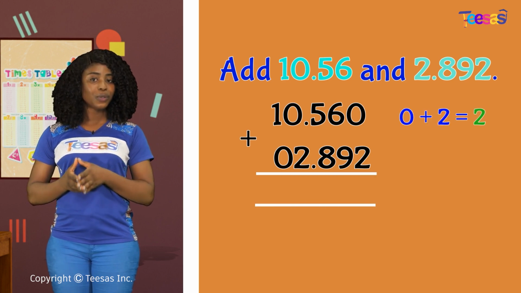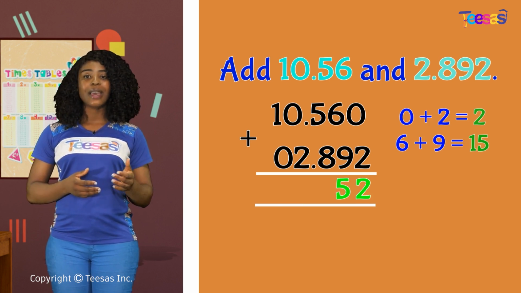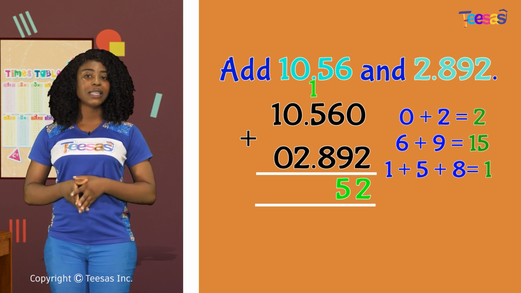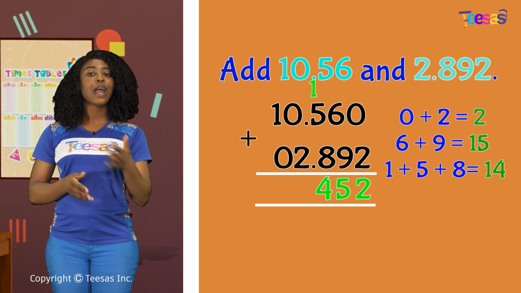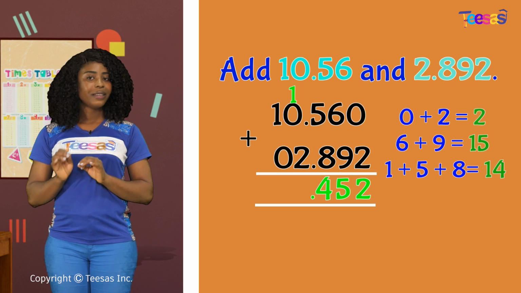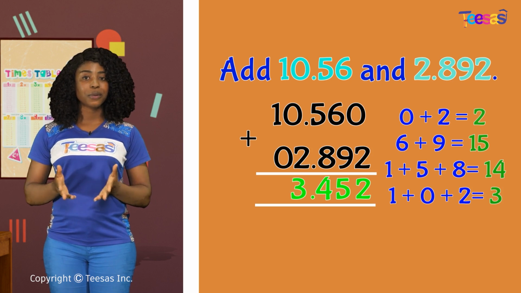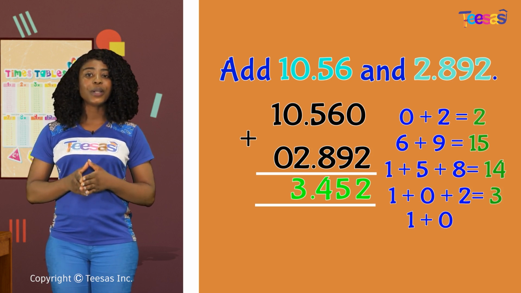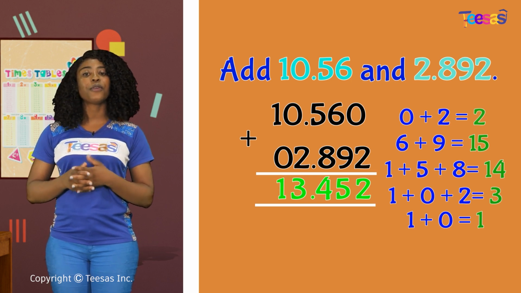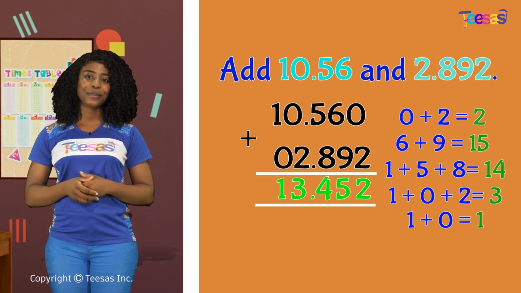0 plus 2 is 2. 6 plus 9 is 15. Write down 5 and carry 1 over. 1 plus 5 plus 8 is 14. Write down 4 and carry 1 over. Place the decimal points correctly, then add 1 plus 0 plus 2. This gives 3. Finally, 1 plus 0 is 1. So the answer is 13.452. Easy, right? Let's look at another example.